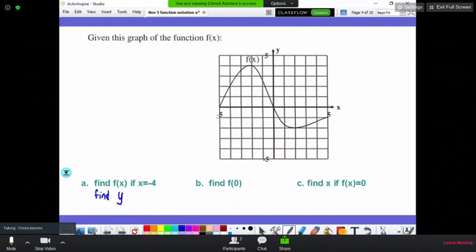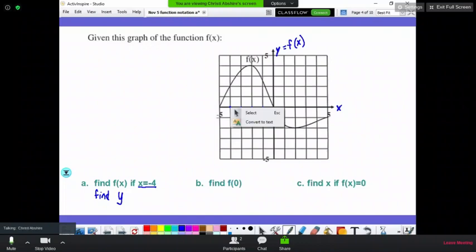Remember, you have an x-axis and a y-axis. And don't forget, y and f of x, or g of x, are the same thing. So we're using f of x. I'm finding y. They're giving me x is -4. So I'm going to go on the x-axis to -4: 1, -1, -2, -3, -4. So here I am on -4. And I'm looking for where that curvy line is.